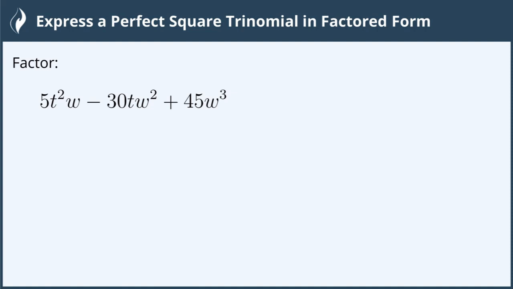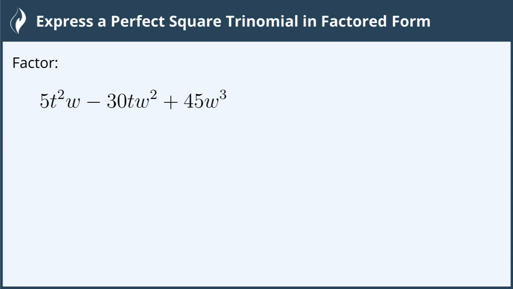Hi, in this video, we're going to express this given trinomial in factored form, and note that it says that it's a perfect square trinomial. This means that we're going to factor it the same way we always do, but that the final answer is going to have a perfect square in it. So let's take a look.